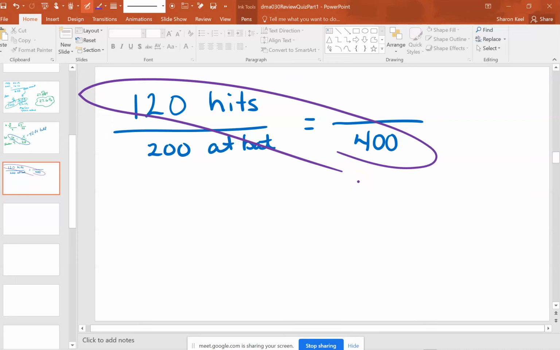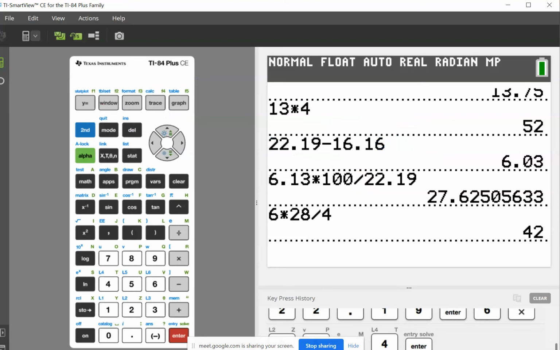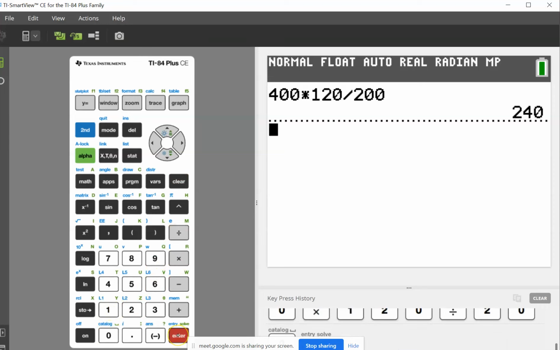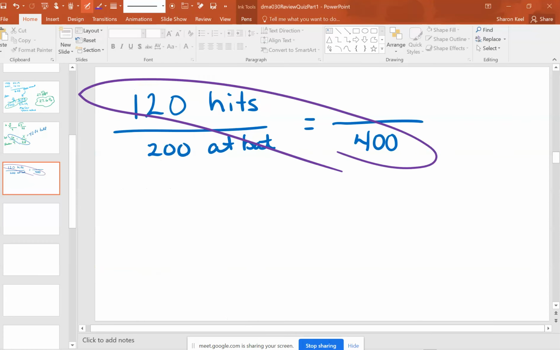So we're doing 400 times 120, divide by the 200. And that means we would expect 240 hits. That would be your solution, 240.